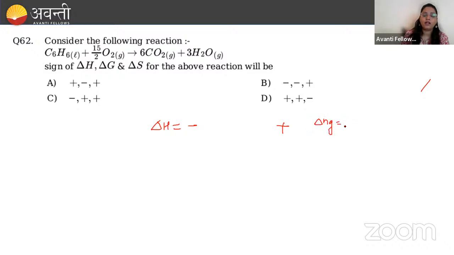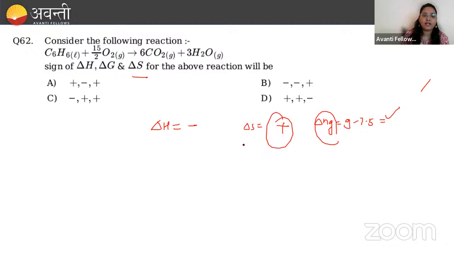How many gas molecules are on the product side? 6 plus 3, 9. Okay, and how many are here? 15 by 2 means how many? 7.5. Okay, 9 minus 7.5. So how much? Yes, there are more gaseous molecules. So delta S will be positive.